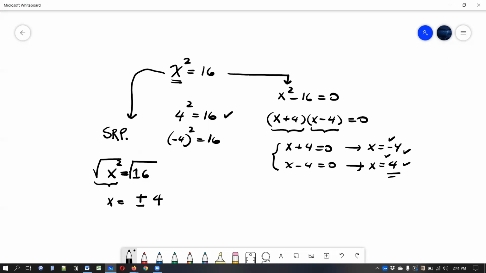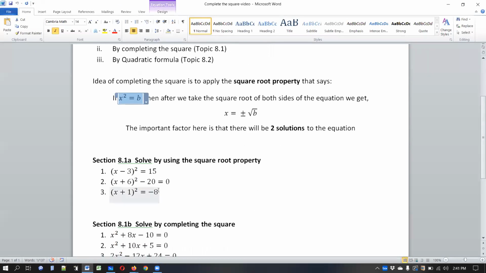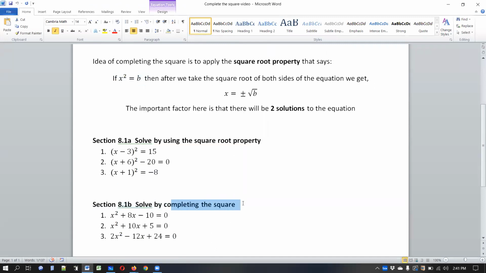So we are going to do a couple problems to demonstrate how the square root process, the square root property works. And once we are comfortable with this procedure, we are going to use it to solve the other problems dealing with the completing the square technique. So let's take a look at the square root property, which is basically what you see over here. Let's use it to solve these three problems using this property.